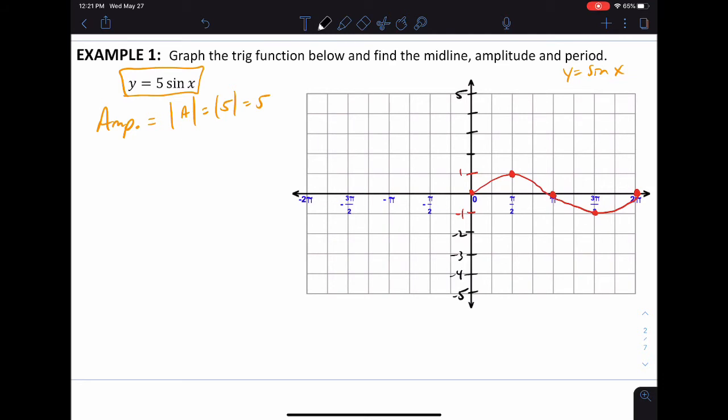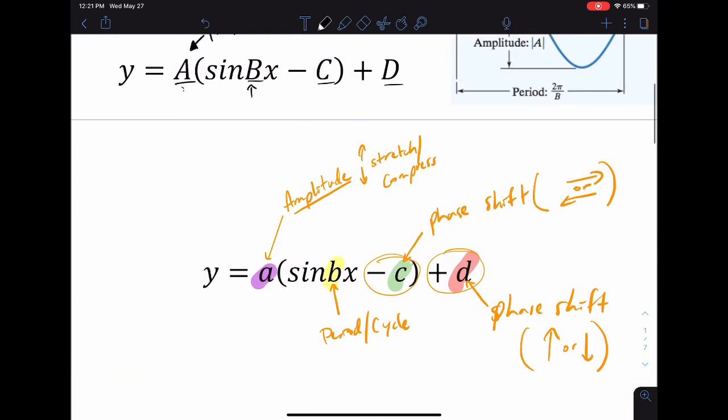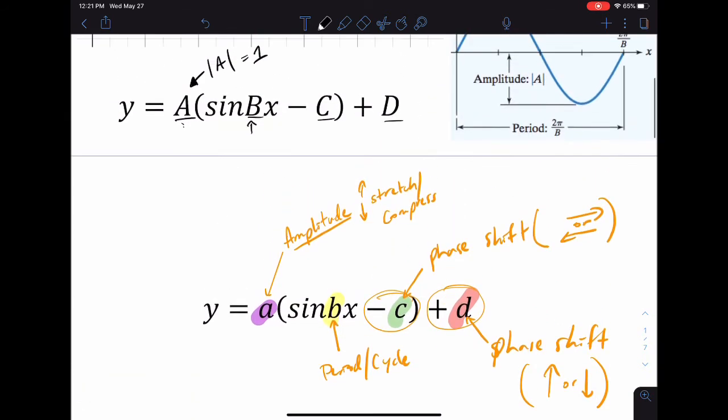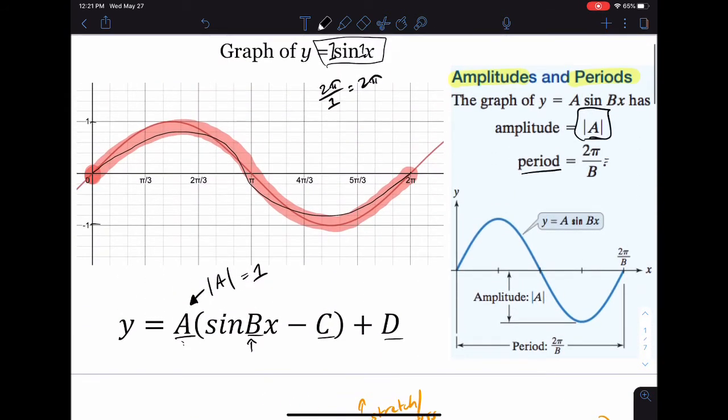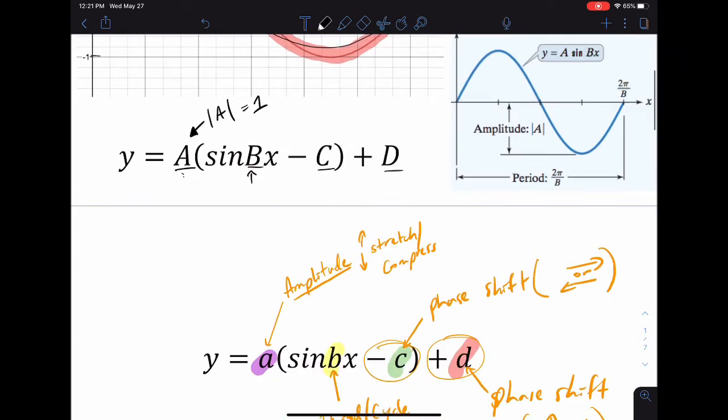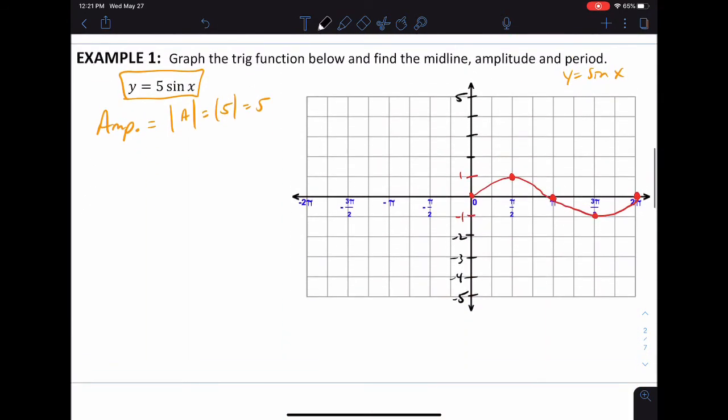Okay, so the next thing is B. B is the period or the cycle. So here, 2 pi over B. Let's figure out what the period's going to be. 2 pi over B. B in this case is just 1. So it's 2 pi. So it's still going to take 2 pi to finish one cycle. Okay, so it's not going to be shortened or extended.